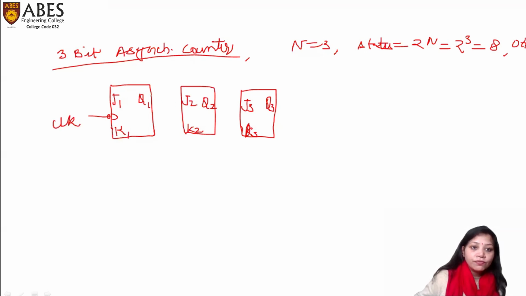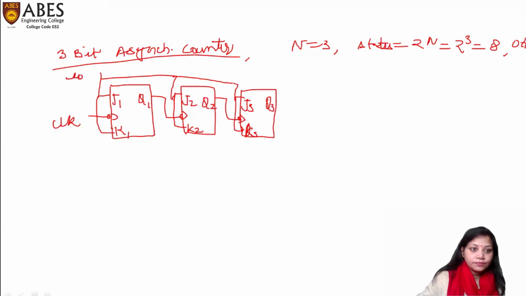And the output of the first flip-flop is given to the clock pulse of the second flip-flop. And this Q2 is connected to the clock pulse of the third flip-flop. And all the inputs are connected to logic 1. This is the 3-bit asynchronous counter.